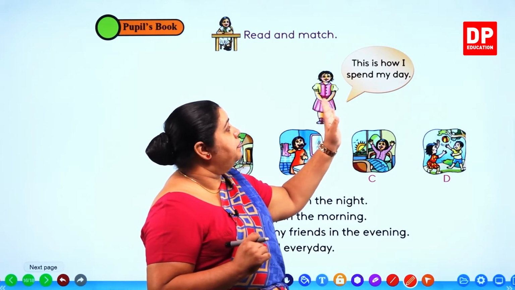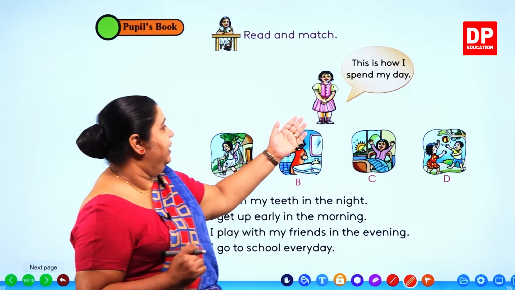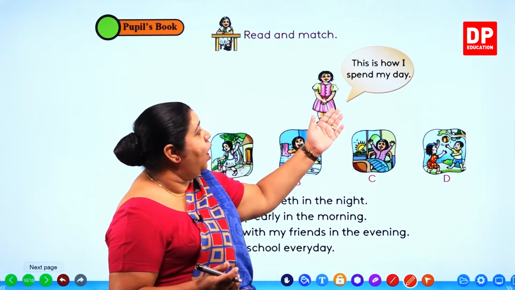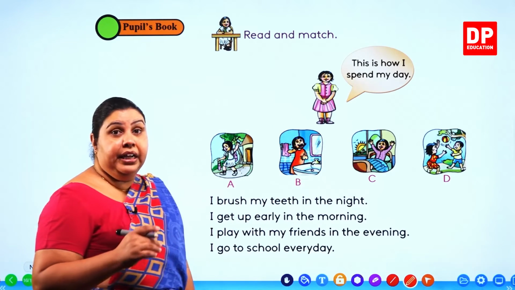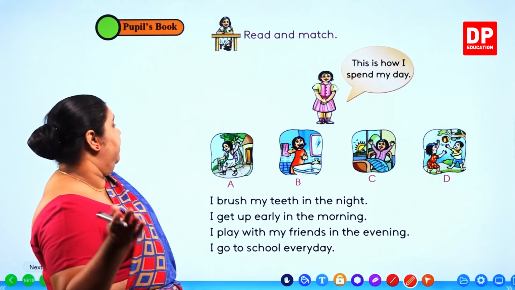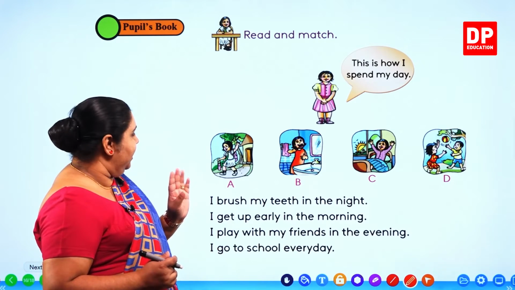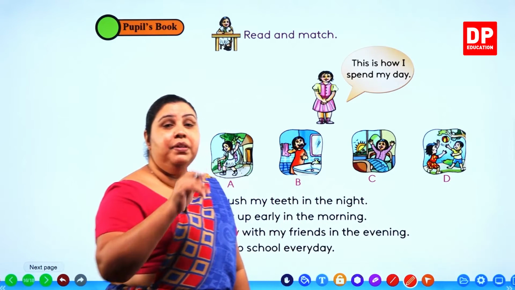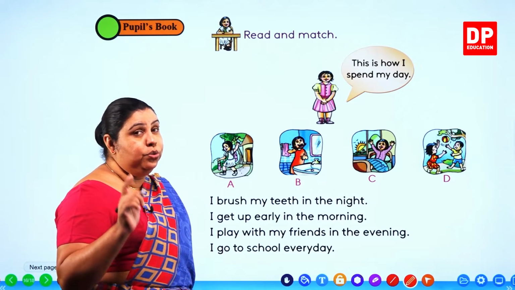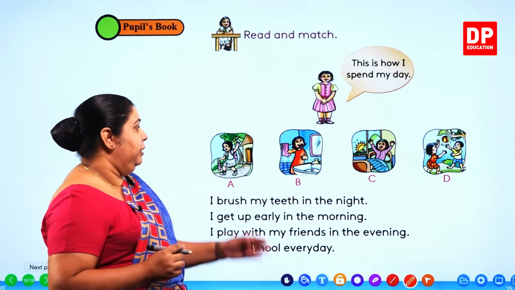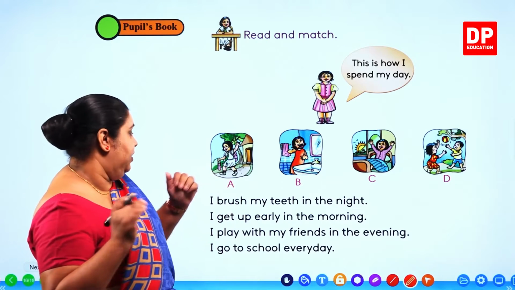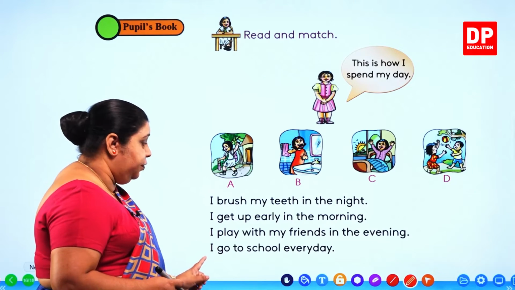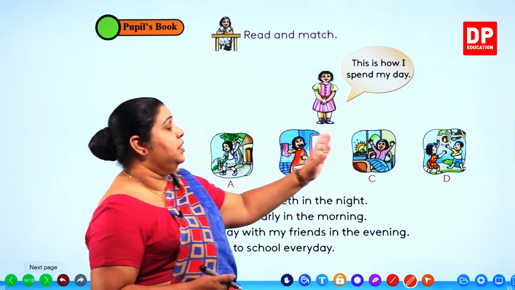This is how I spend my day. Here we have a little girl, one of your friends, and she says, this is how I spend my day. Read and match. We have to read and then we have to match. There are 4 pictures. Picture A, B, C and D. Now you have the pupils book with you, so I want you to take a good look at your pupils book because we have to read and we have to match. Okay. Now we have 4 sentences and these 4 sentences should match these 4 pictures.